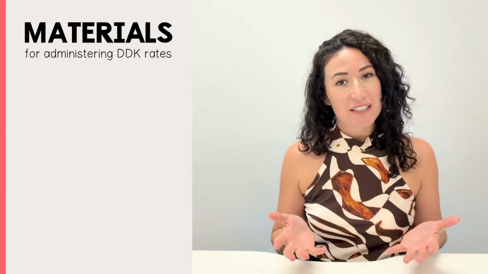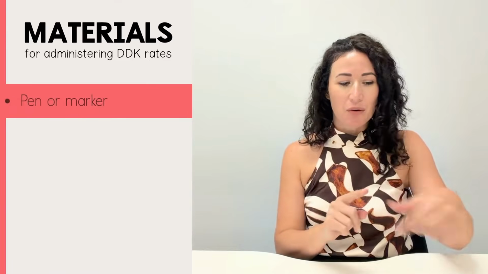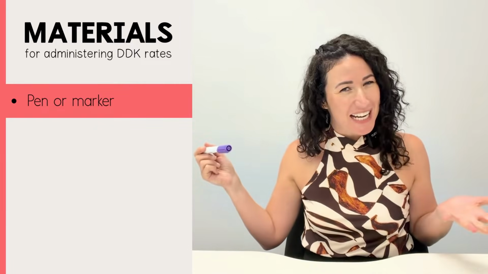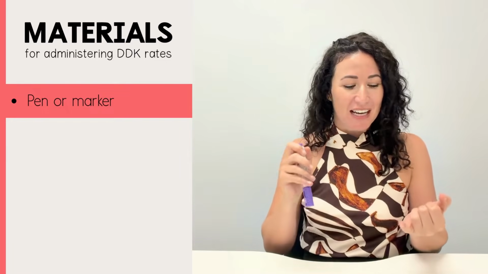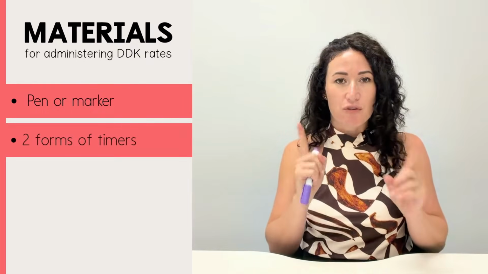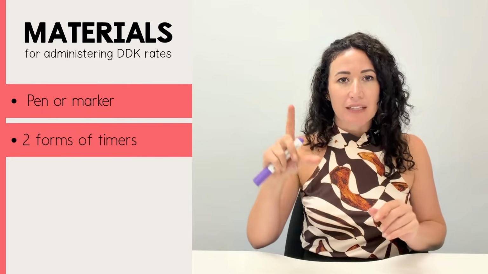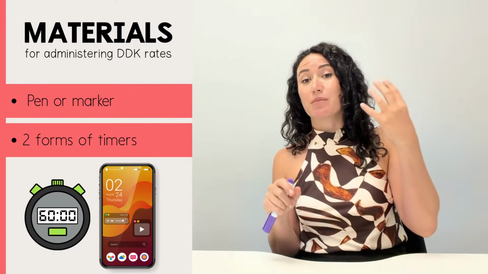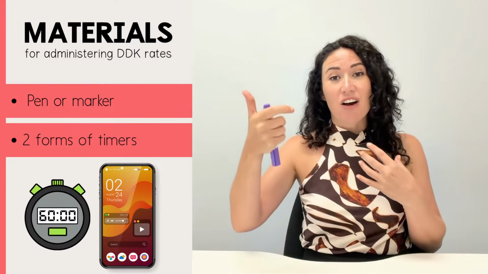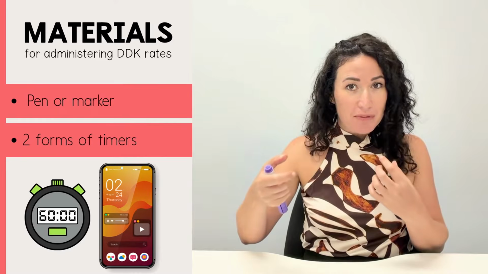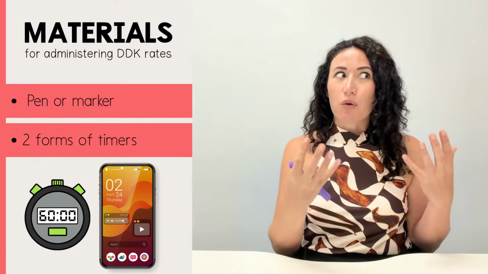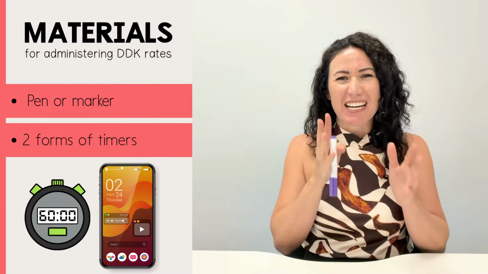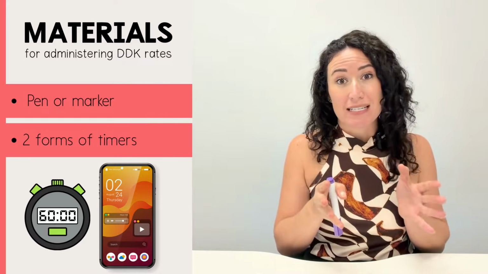Now, in terms of materials, I usually have with me a pen or a marker if I am writing or doing a little tally mark on the table, which is something I often do. I usually have 2 forms of timers. I might have a stopwatch, and then I might have my phone as well, because sometimes I'm recording and I'm timing as well, just to make sure I'm reliable, or I will audio or video record me so that I can go back and listen and make sure that I am getting the correct interval.